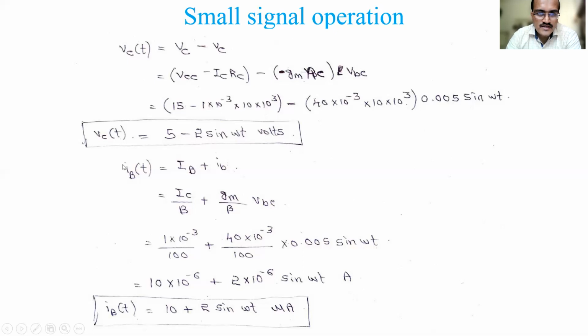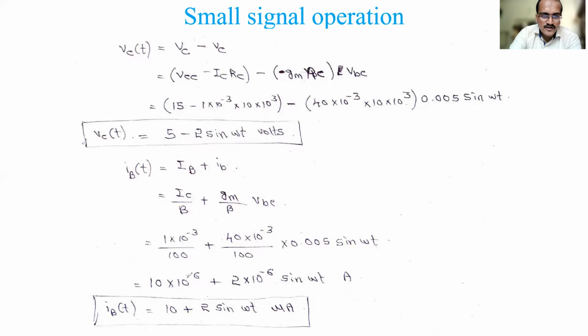Similarly, the base current. The base current instantaneous value has DC as well as AC. The DC part is calculated as IC by beta, and this small IB, you know that, is GM by beta into VBE. So I substituted the IB formula, because here the values are known. Beta is given as 100, IC is 1 milliamp, GM is 40, then 100 beta and VBE is known. Everything is substituted and calculated now.